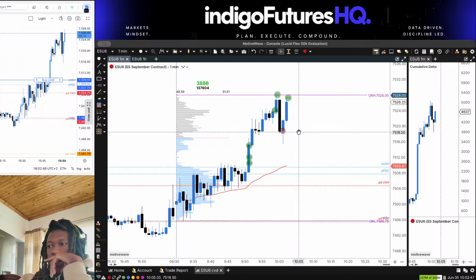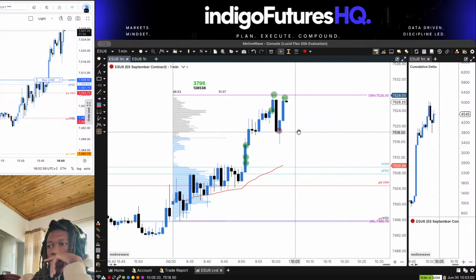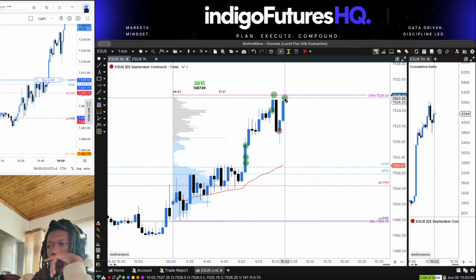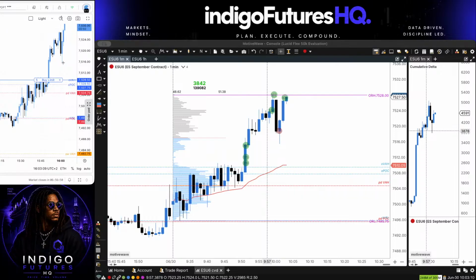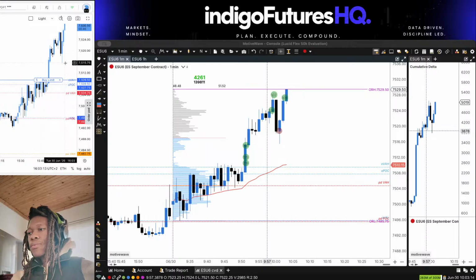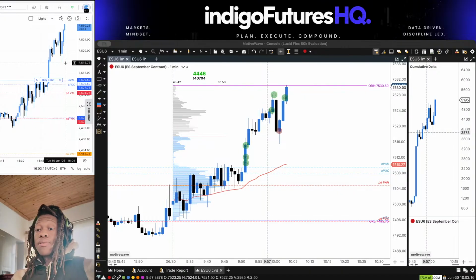Delta is so strong though. I'm not gonna lie. 3,000. Sellers at the top of this candle as well. 108. They break that, this is gone. 527. It's gone, bro. Yeah. 515.75.